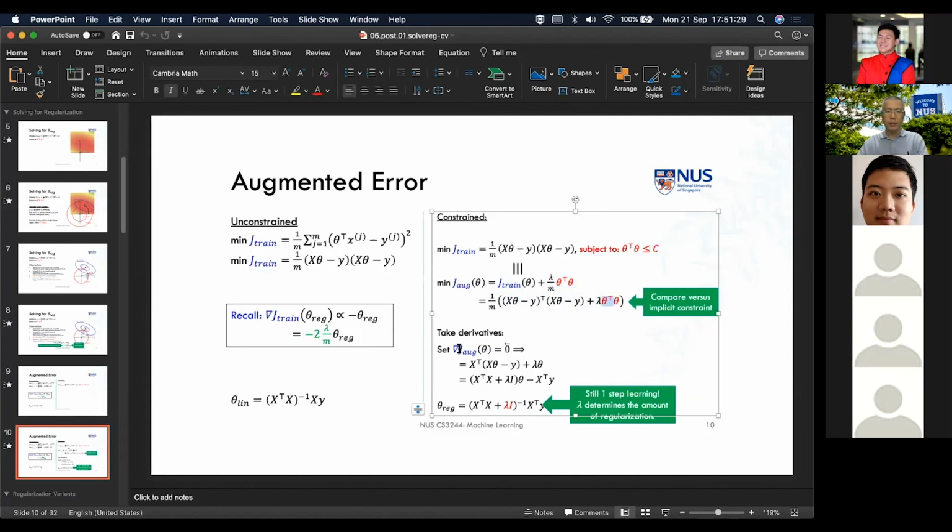Then again, we're going to take the derivative of this augmented error and set it equal to 0, so this is a vector of 0. We set all of the components, theta 1, theta 2, all of these, the partial derivatives, to 0 and solve them. When we multiply these out, we're going to get this value here.